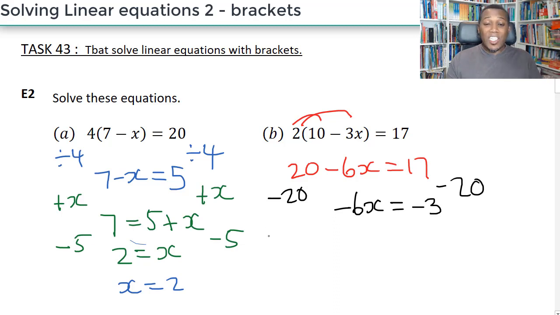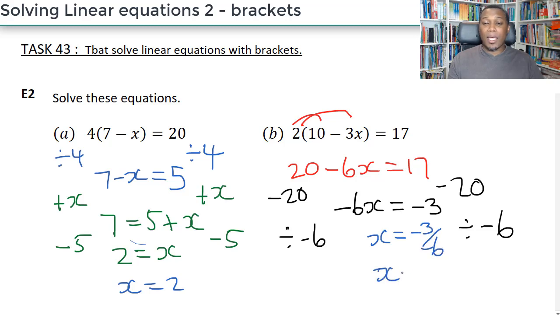And then as my second step, I'm going to divide both sides by minus 6. So now I end up with x is equal to minus 3 on minus 6. And minus 3 on minus 6, that means x is equal to a half.